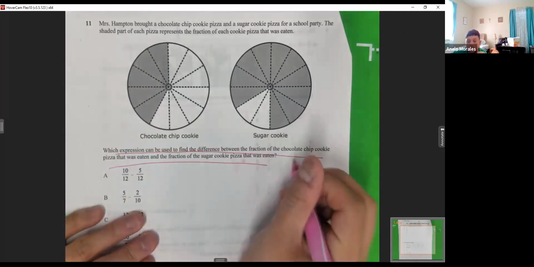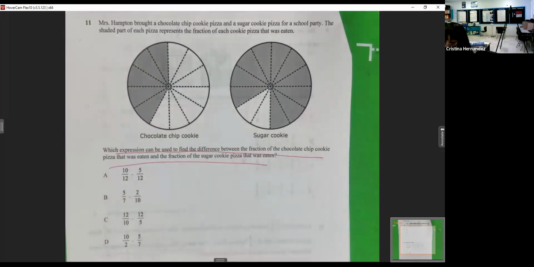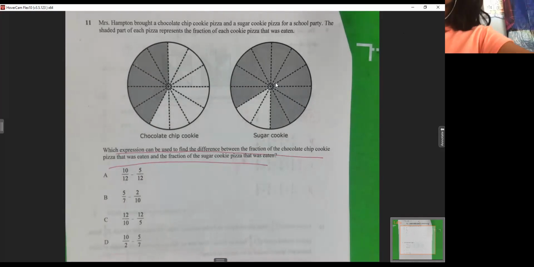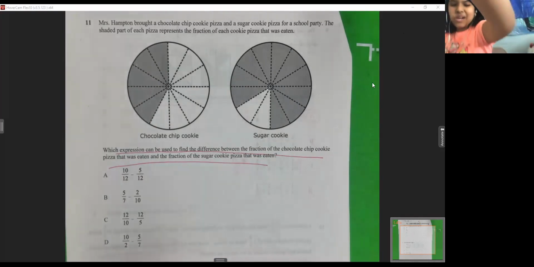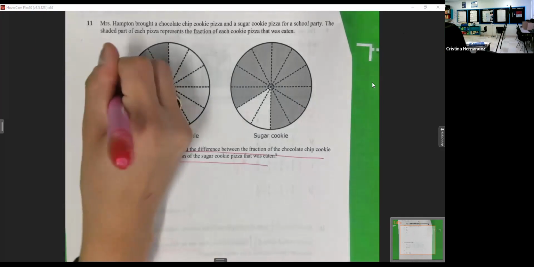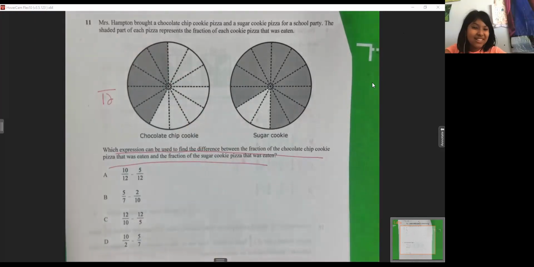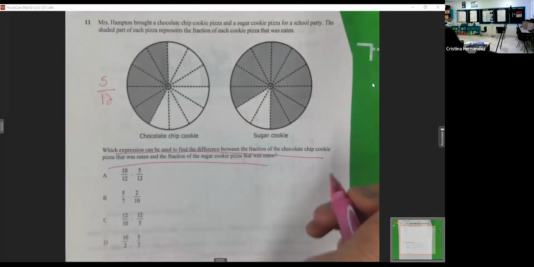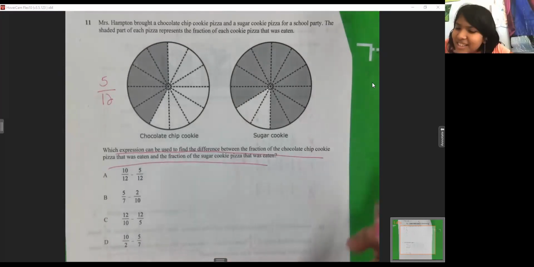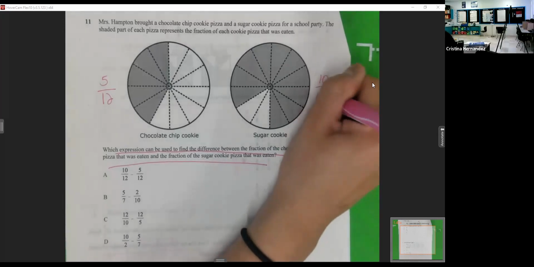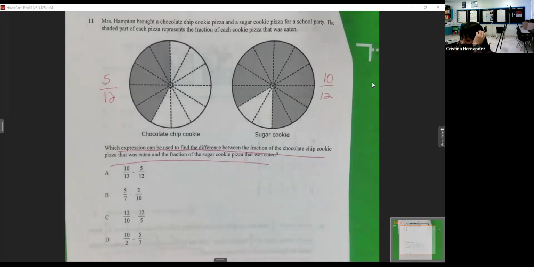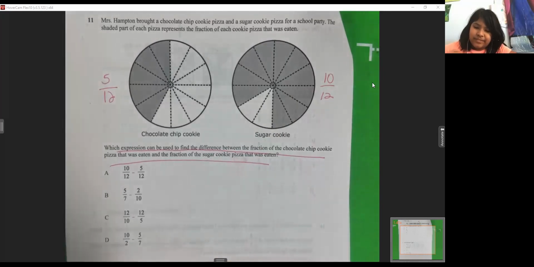Well, but how much was eaten? 5/12. And then how much was sugar cookie? 10/12. If we're looking for the difference, what does that mean we're doing? Subtracting. Yeah.